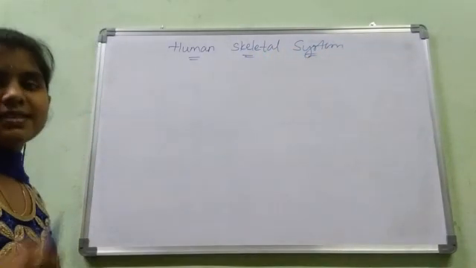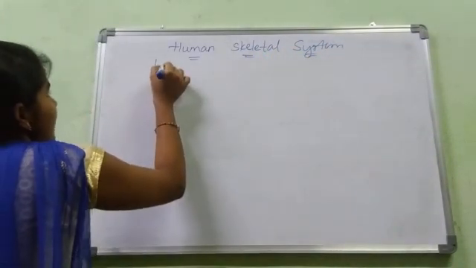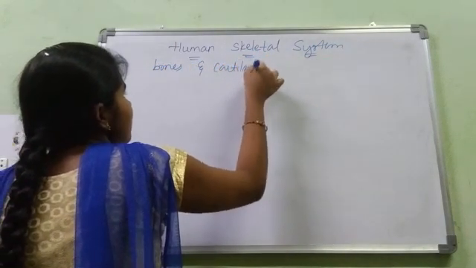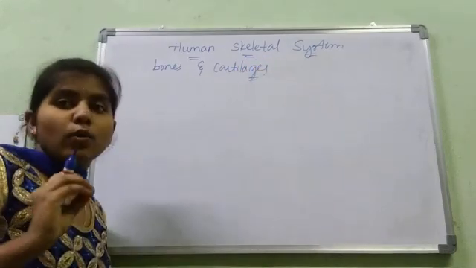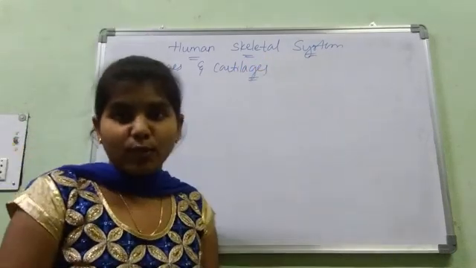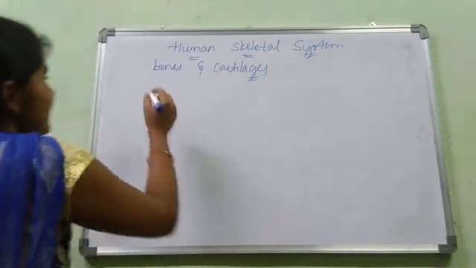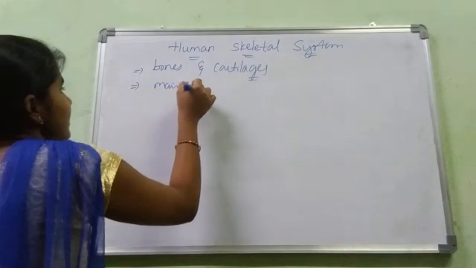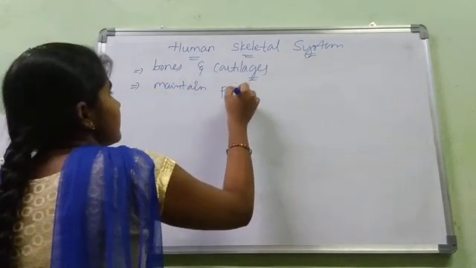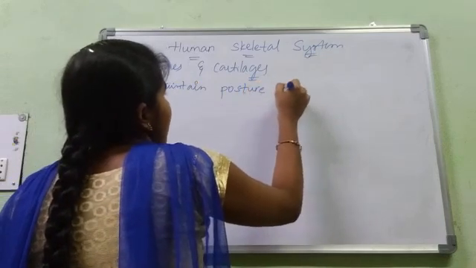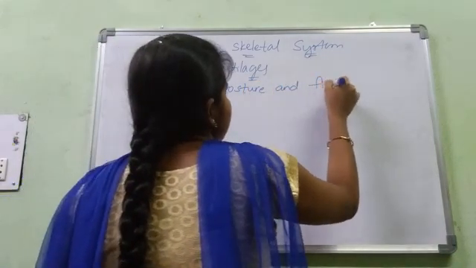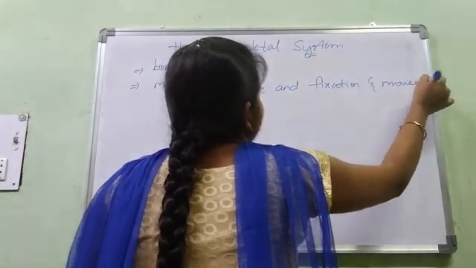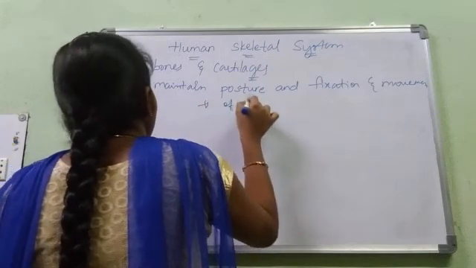The human skeletal system consists of bones and cartilages. It is made of bones and cartilages to maintain the posture, and for fixation and movements of the body.